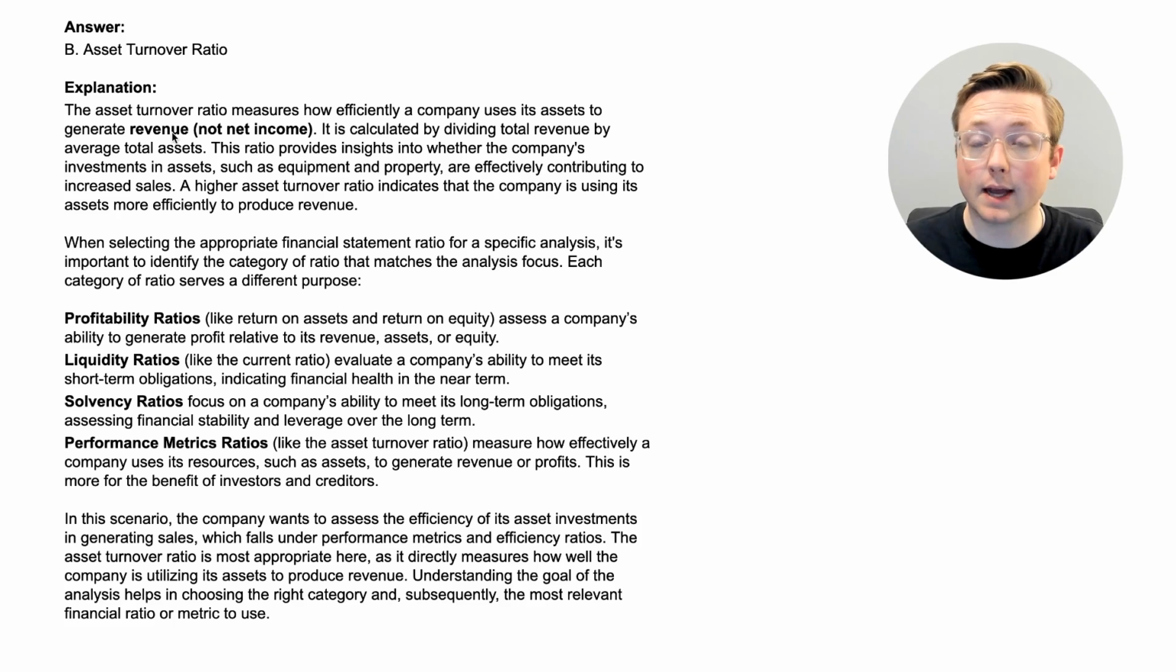I guess you could kind of look at the return on assets ratio, but for this one, we were trying to focus on, did this improve sales? Or did this basically improve revenue specifically, not necessarily the net income that takes into account expenses and things like that. We just wanted to look at revenue. It is calculated by dividing total revenue, like I said, by average total assets. This ratio provides insights into whether the company's investments in assets, such as equipment and property, are effectively contributing to increased sales. A higher asset turnover ratio indicates that the company is using its assets more efficiently to produce revenue.